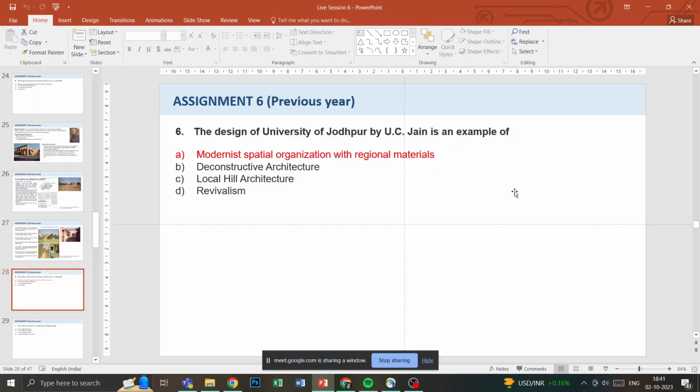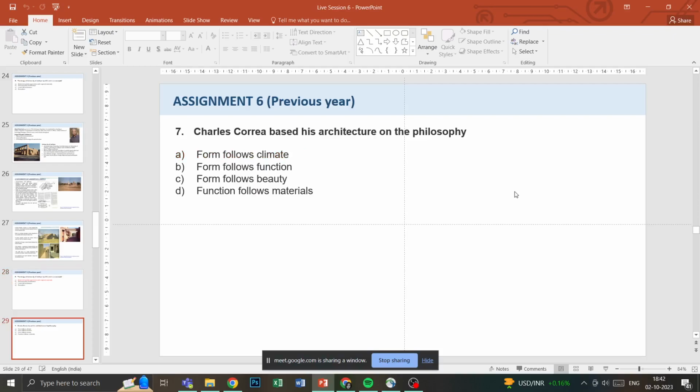So our answer is: the design of University of Jodhpur by UC Jain is an example of modernist spatial organization, because he has used modernist principles in his design and planning, but he has constructed it with the help of regional materials, yellow sandstone beams, and load-bearing construction of stone wall. So our answer is A, modernist spatial organization with regional materials.